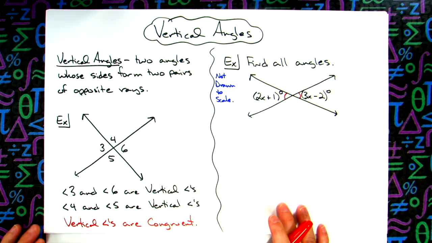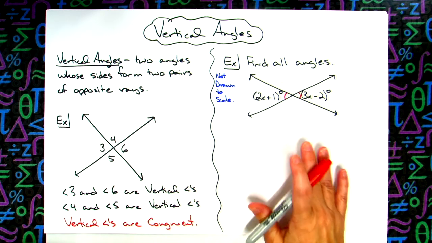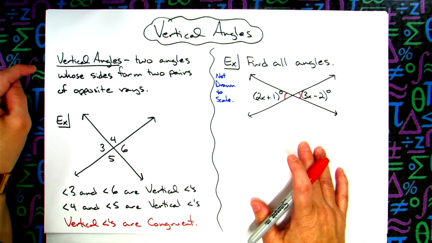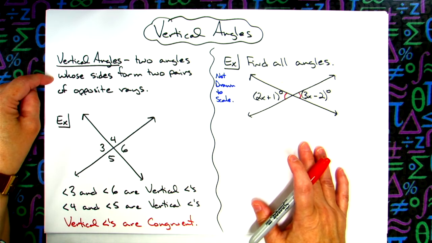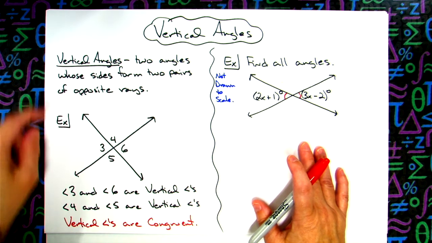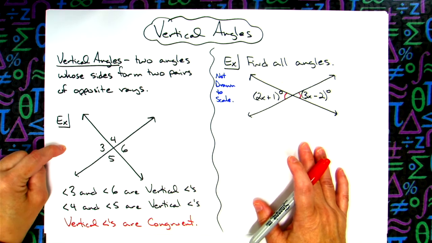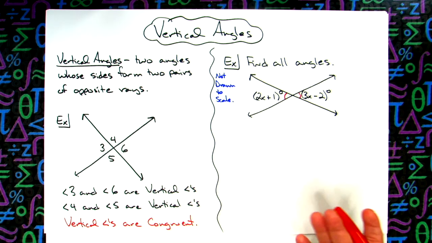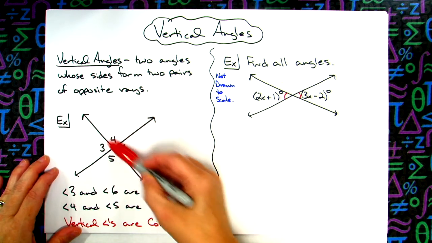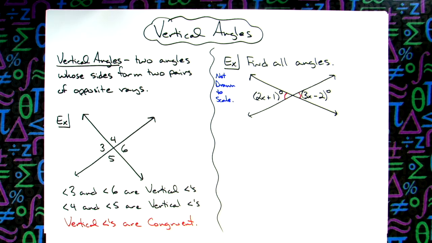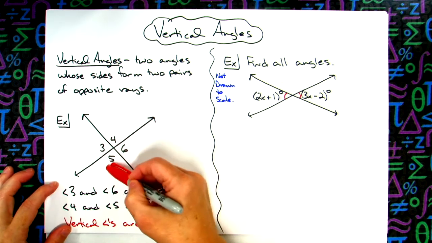All right, in this video, we're going to take a look at a definition for vertical angles, explain what they are, and then work out one example. So our vertical angles are two angles whose sides form two pairs of opposite rays. What I've done here is drawn a picture, which is typically what you see for vertical angles. You've got two lines here, two pairs of opposite rays, and it creates four angles.